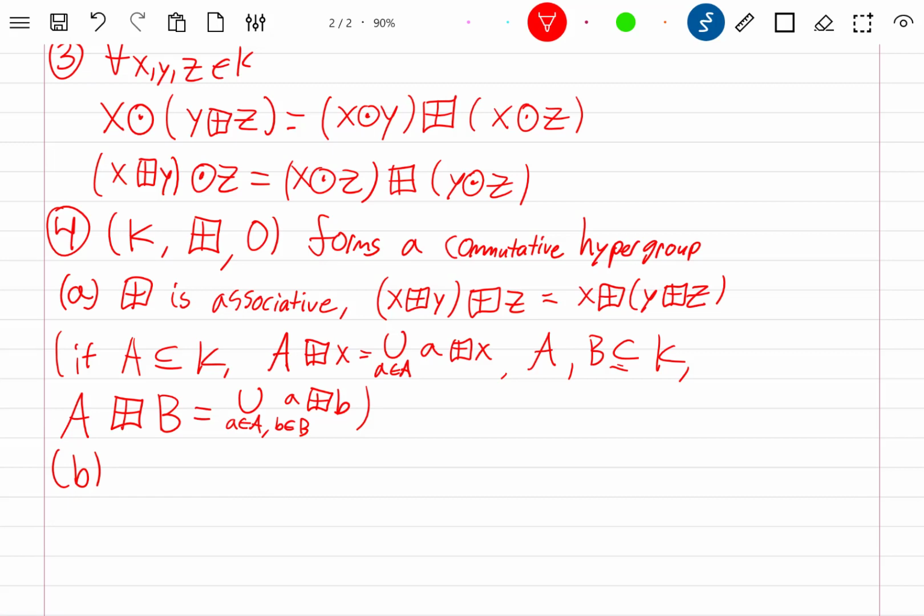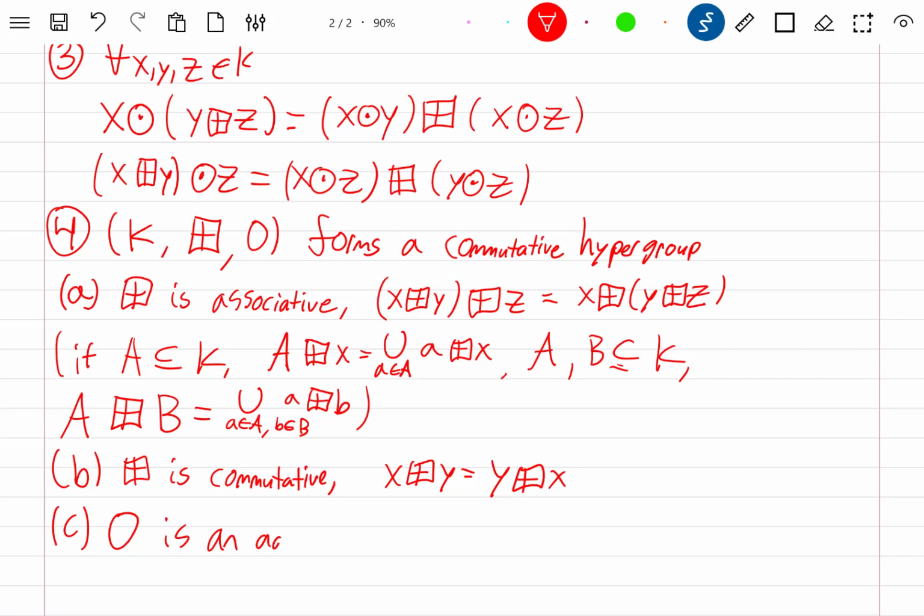So we have that this is associative, and it will also be commutative if we're a commutative hypergroup. That just means x plus y is y plus x, as you would expect. And 0 is an additive identity.